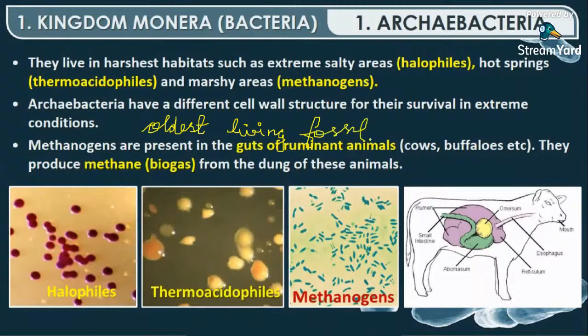Oldest living fossil is archibacteria. They have been found from a huge period of time back, since some huge period of time this archibacteria is present. Therefore, it is known as the oldest living fossil. And they lack peptidoglycan in their cell wall. Instead, the cell wall of archibacteria is made up of branched lipids.